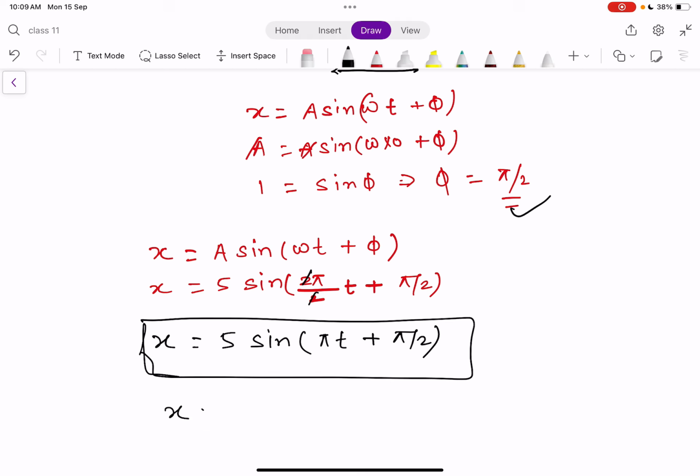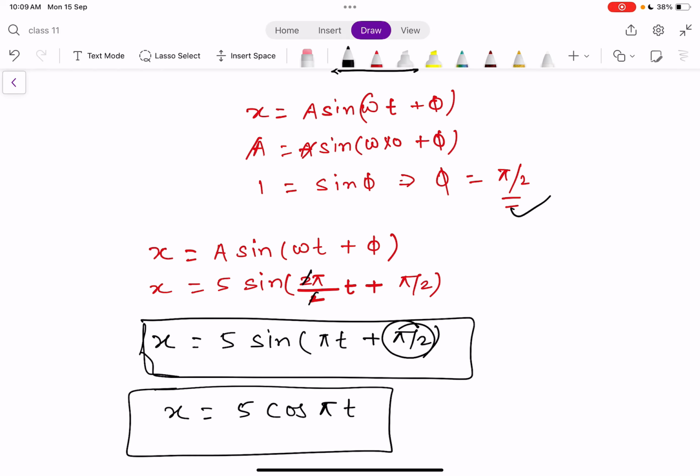Also it can be written as x equals 5 sin(90 degrees plus theta), which will be cos theta, so 5 cos pi t. It can also be written as x equals 5 cos pi t. All right.